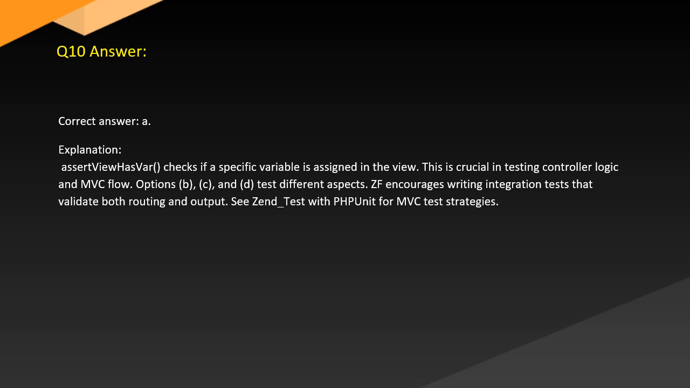Answer. Correct answer: A. Explanation. assertViewHasVar checks if a specific variable is assigned in the view. This is crucial in testing controller logic and MVC flow. Options B, C, and D test different aspects. ZF encourages writing integration tests that validate both routing and output. See Zend Test with PHPUnit for MVC test strategies.